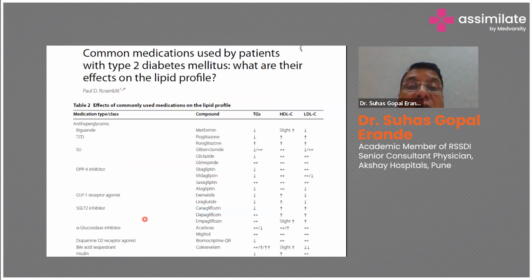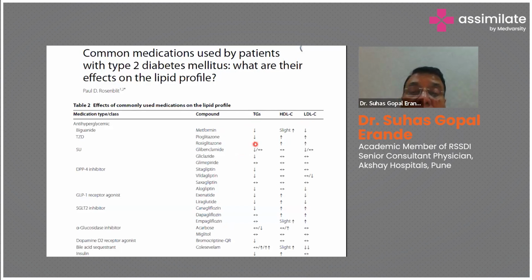Now, with type 2 diabetes, we use a lot of drugs. These drugs, especially maybe metformin or maybe pioglitazone, then glibenclamide, gliclazide, glimepiride, different gliptins, then different GLP-1 receptor agonists, different SGLT2 inhibitors, alpha glucosidase inhibitors, or maybe some others like miglitol, bromocriptine, colesevelam, which we don't use much in India, and different insulins. So generally, all these anti-diabetic drugs have some effect or the other on the triglyceride level, on the HDL level, and on the LDL level.